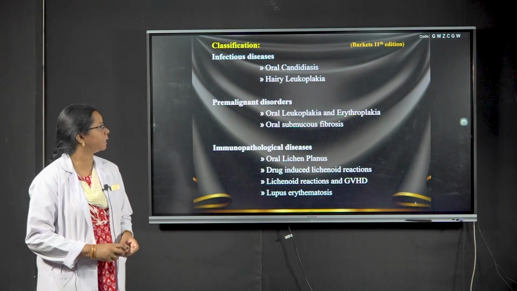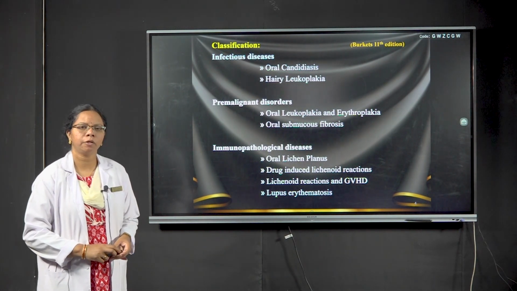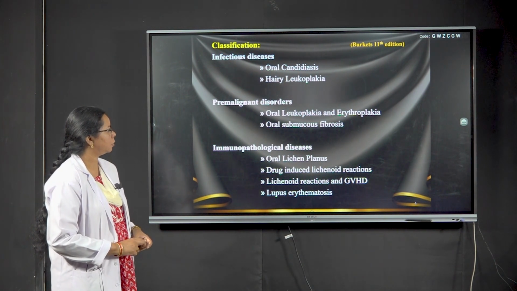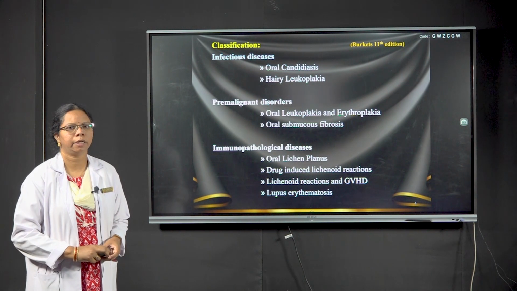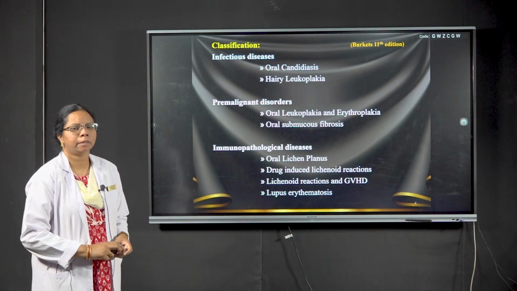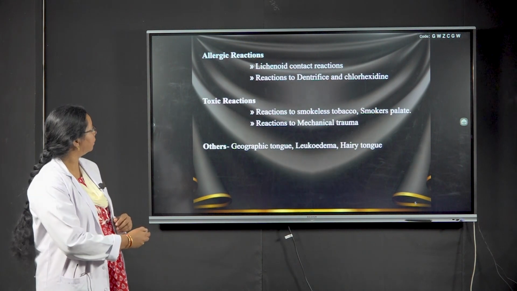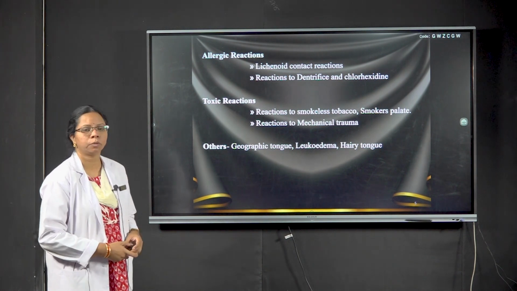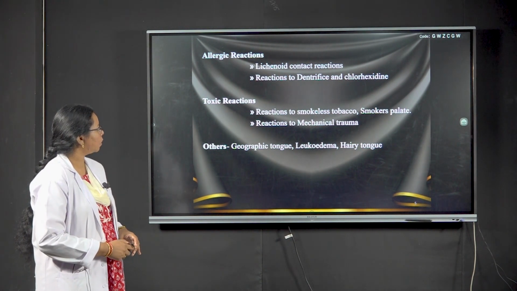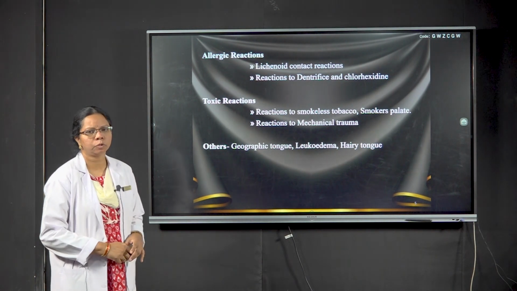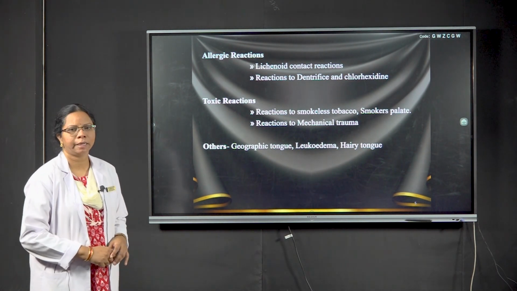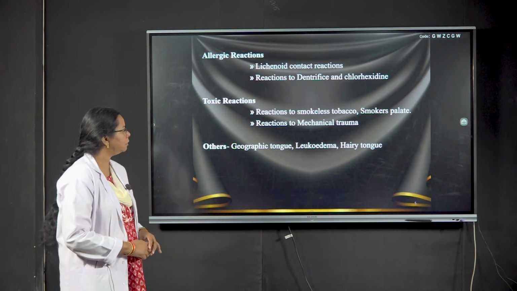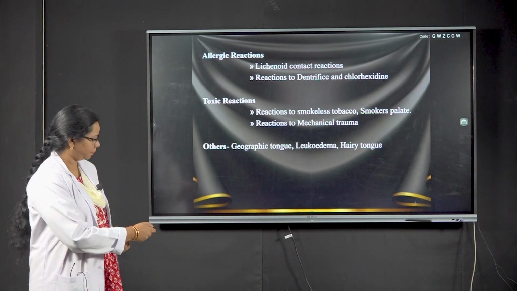Under the infectious category, oral candidiasis and hairy leukoplakia are included. Under premalignant disorders, oral leukoplakia, erythroplakia and oral submucous fibrosis are included. Under immunological conditions, lichen planus and lichenoid reactions are included. Under allergic reactions, lichenoid contact reactions and reactions to dentifrice and chlorhexidine are included. Under toxic reactions, reactions to smokeless tobacco, smoker's palate and reactions to mechanical trauma are included. And other white lesions of the oral cavity are geographic tongue, leukedema and hairy tongue.